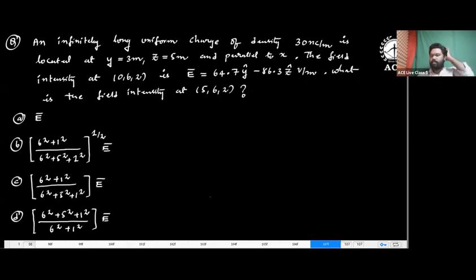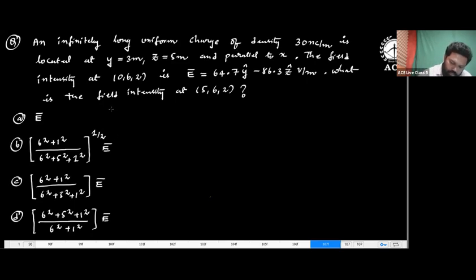What is the answer for this? Epsilon value, if it is not specified, you have to take it for the air. For the air, epsilon is equal to epsilon naught. Okay. So what is the answer for this?